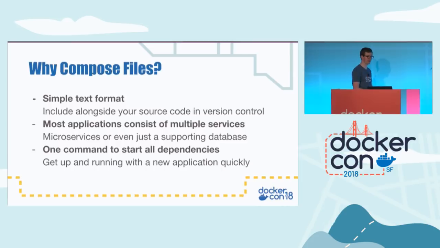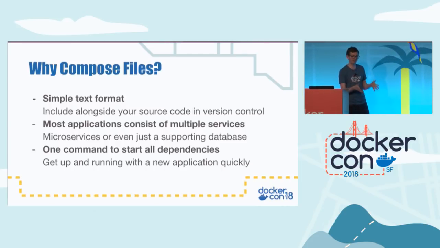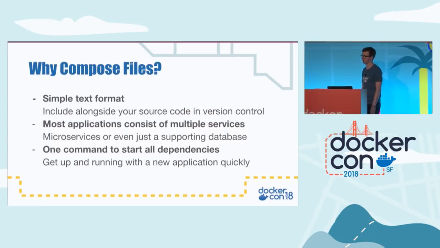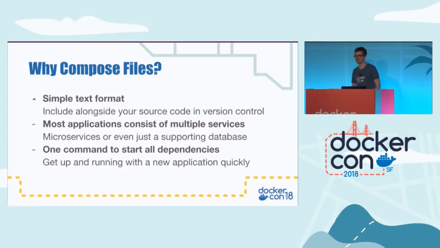And Compose files echo some of the strengths of Dockerfile in that, again, it's a fairly straightforward textual format that you can include alongside your source control system. It doesn't need special versioning support. You're already versioning it with your code. And as mentioned, most applications do consist of multiple services. You can use Compose to wrap just a single service application. It's obviously much more interesting the more complex application you have. And having one tool that scales with that, I think, is powerful as well.